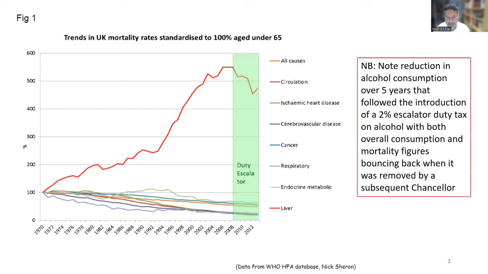And also of note, you can see in the green bar that there were 5 years following the introduction of a 2% escalator duty tax on alcohol to slightly increase the cost of alcohol. And both overall consumption and mortality figures went down, but bounced back when that duty tax was removed by a subsequent chancellor, and I'll come back to that.